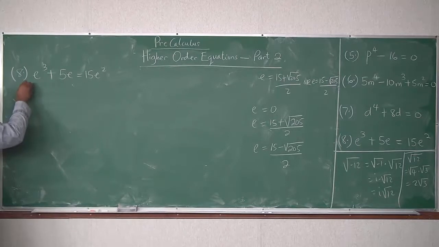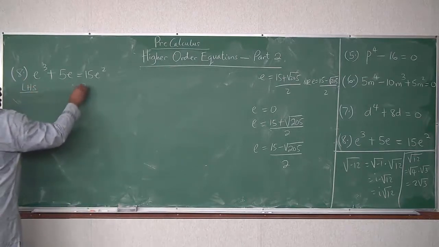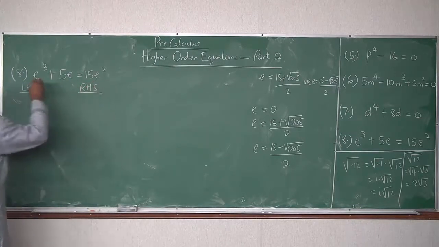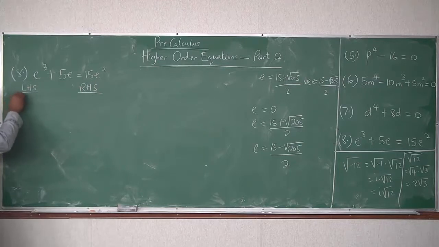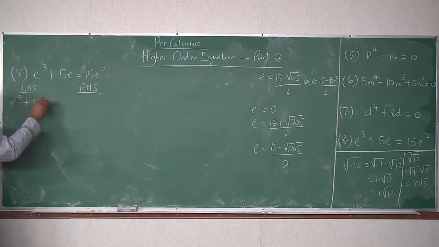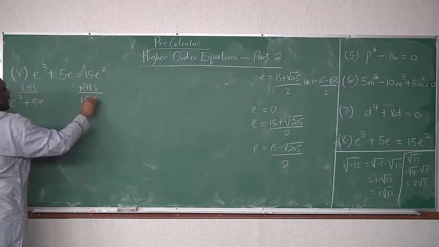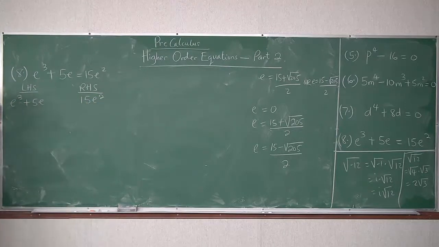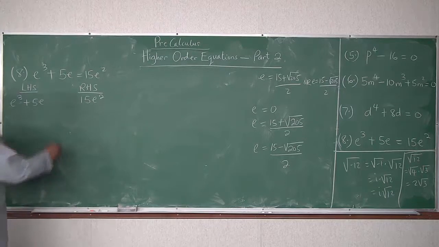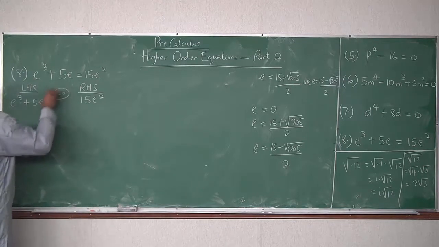We write the left hand side, right hand side. Left hand side is e cubed plus 5e. Right hand side is 15e squared. Right? So let's check on e equal to 0. Easier for us that way.